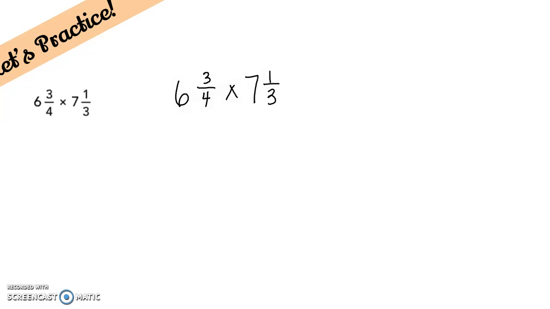Some of you may be able to do this in your head. Some of you may need to use scratch paper. You do whichever you need to do. Remember that you're going to do 6 times 4 is 24, and 24 plus 3 gives you 27. So you should have 27 for your numerator, and you keep your denominator. So 27 over 4 is your first fraction, times, remember, 3 times 7 is 21, and 21 plus 1 is 22. So you have 22 over 3.